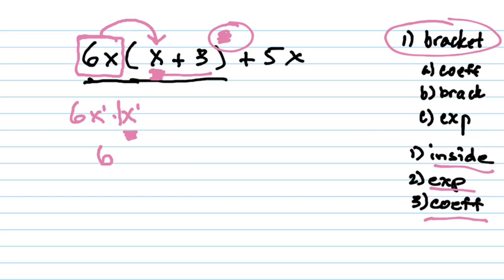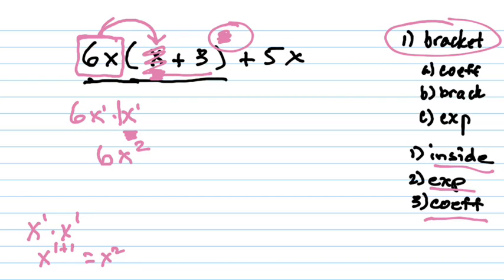Okay? And what's x times x going to make? X squared, or x to the second, right? Because remember, it's x to the first times x to the first, which means x to the 1 plus 1, x to the second, right? Which is x to the second. Excellent. Now, I'm done multiplying with that term, right?